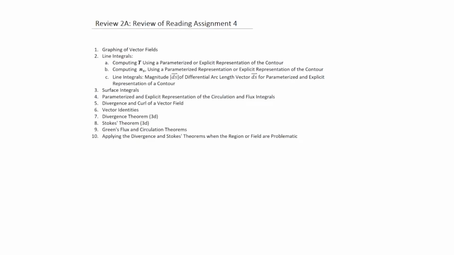Welcome to Review 2A, which is more or less a review of Reading Assignment 4. The contents of the slides to follow are summarized here. Here I only want to go over the major issues, equations, and highlight the main points such as conventions and equations. There are enough worked out examples on the previous lectures, so we're not going to revisit those.